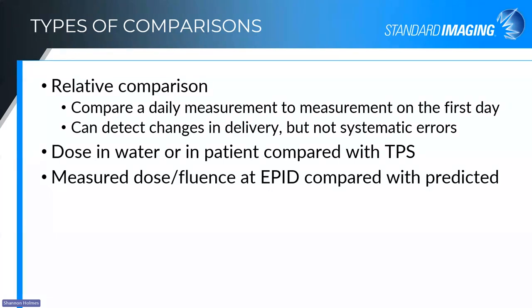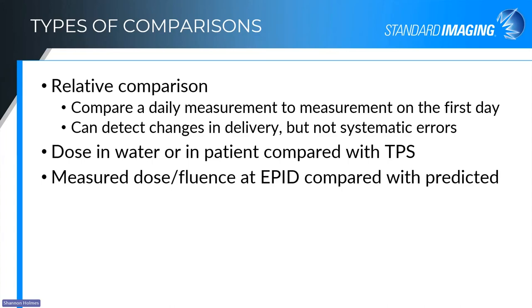It's not as good at catching systematic errors, because if you were wrong with your dose calibration, or your data transfer was wrong and the plan was corrupted, some MLC field shape not properly imported, and you've done it wrong the first day and you're just comparing with the first day, you won't catch those systematic errors. So the next step really is either that comparison of dose in water or dose in patient compared to a plane or a 3D map that's been exported from your treatment planning system, or a comparison of measured dose or fluence, in calibrated units for the Varian system, which is close to dose but not exactly, at the portal imager, compared with what is predicted at the imager.